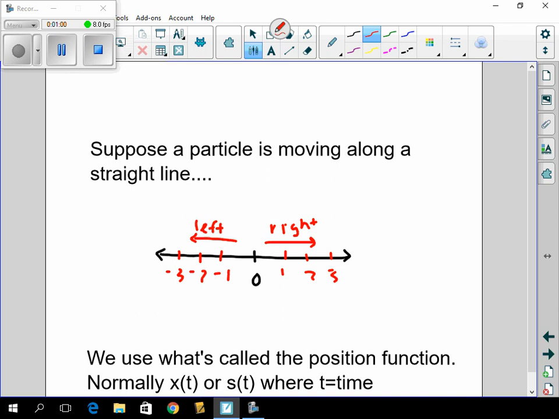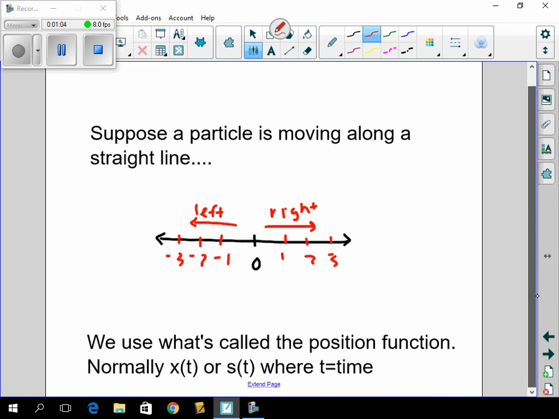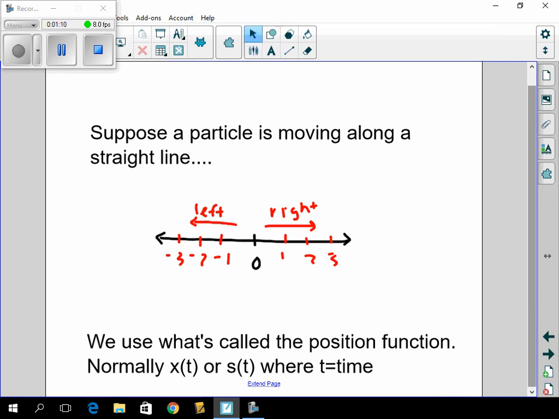And so we use what's called a position function to describe the nature of this particle. We normally see it as x of t or s of t, which is generally measured in meters or yards or feet, and t is equal to our time.